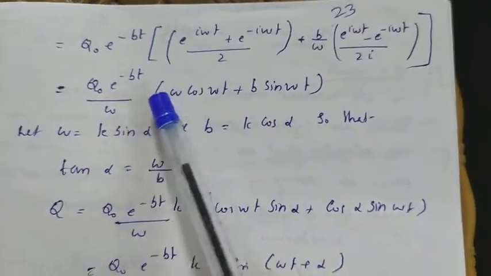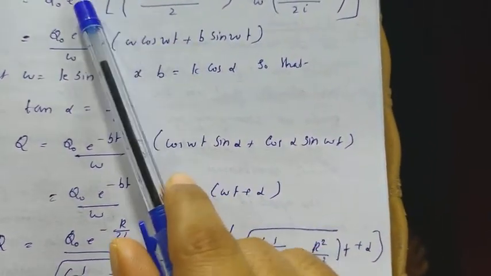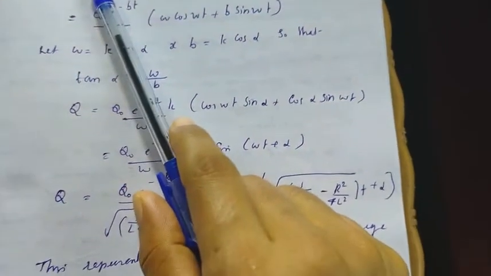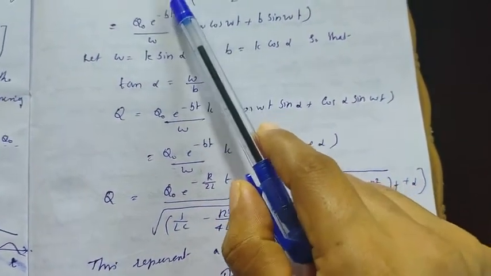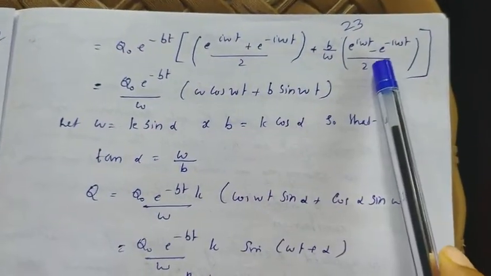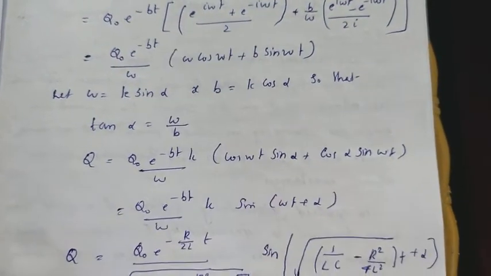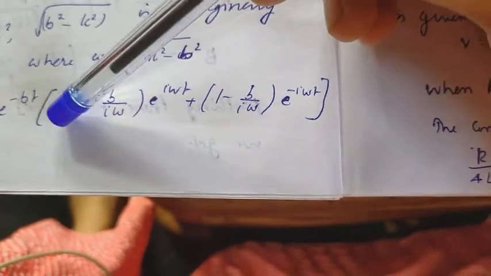Now what we are doing here is, e raised to minus bt is common, so we keep it outside the brackets, and we combine the similar terms together, that is, e to the power i omega t. Look at this equation: e to the power i omega t is the first term.